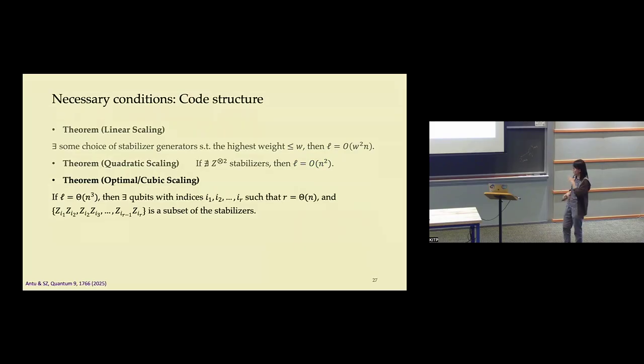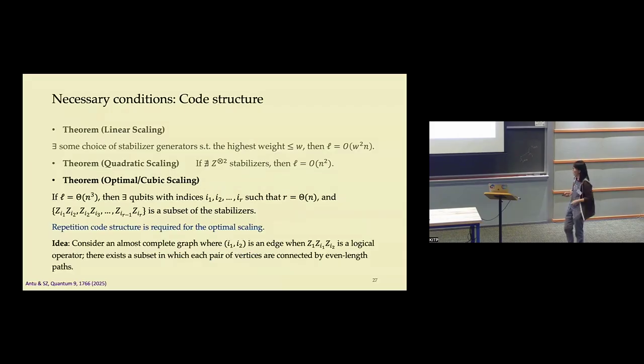And the final result, probably the most surprising, is that if we want to achieve the optimal scaling, there must exist a large number of qubits, whose number is linear in n, such that we have stabilizers like Z_{i1}Z_{i2}, Z_{i2}Z_{i3}, until the end. So that means we must have some kind of repetition code structure if we want to achieve the optimal scaling here. Certainly the thin surface code is an example, and clearly this is something we must have. It's not just a coincidence.